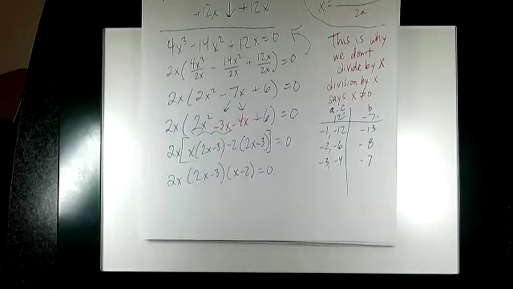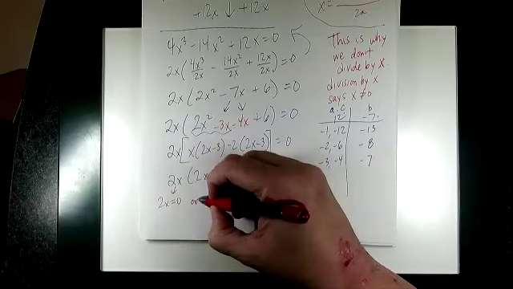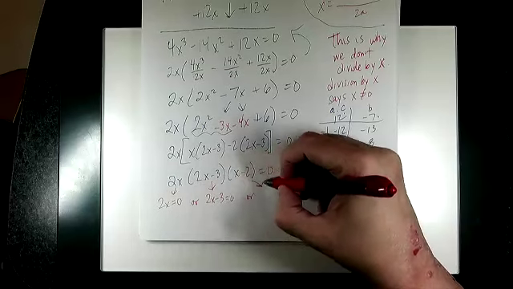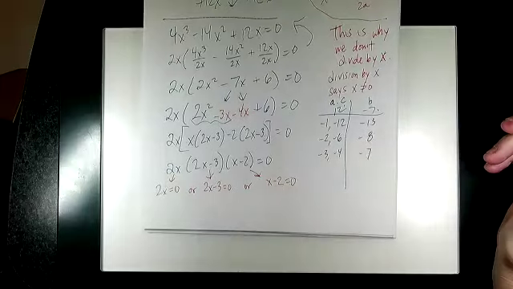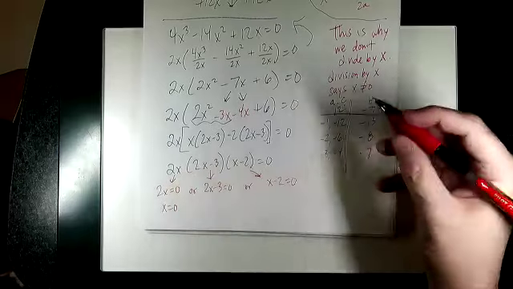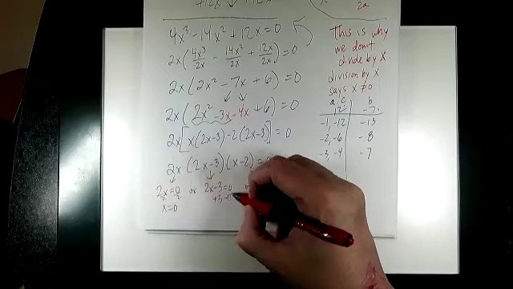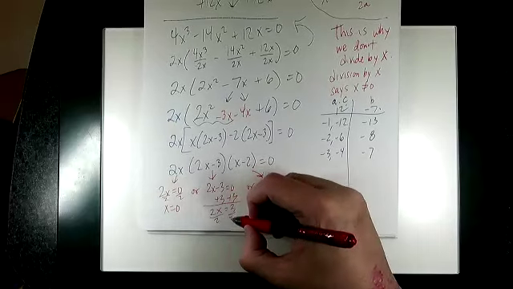Now, we have 3 things multiplied together that equal 0, which means one of them has to equal 0. Either this equals 0, or this equals 0, or this equals 0. This just gives us 0 when we divide by 2. Here I would solve like normal.